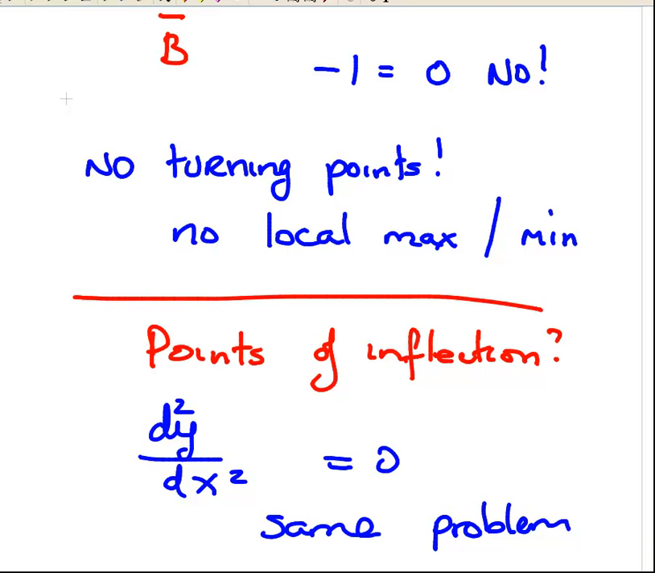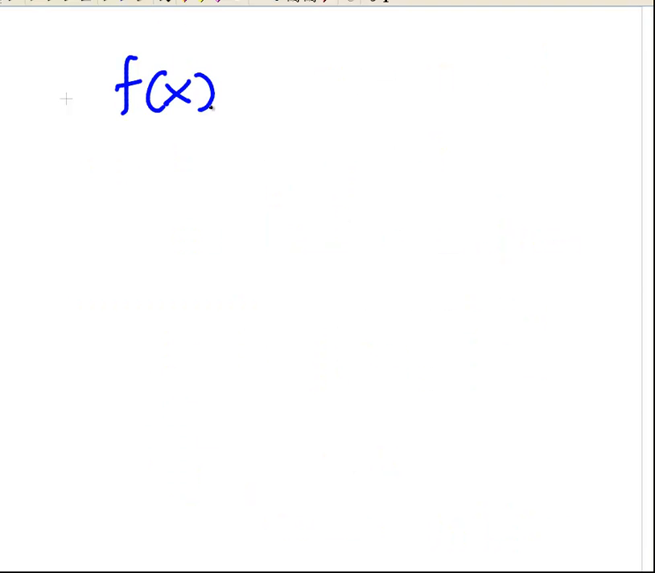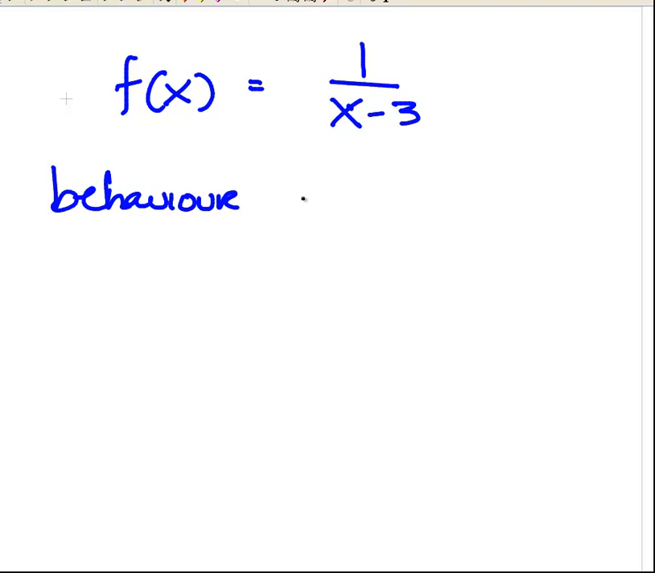Now, one more thing I'm going to do is go back here. f of x equals 1 over x minus 3. In this case, what we are interested in is the behavior as x approaches infinity and x approaches minus infinity.